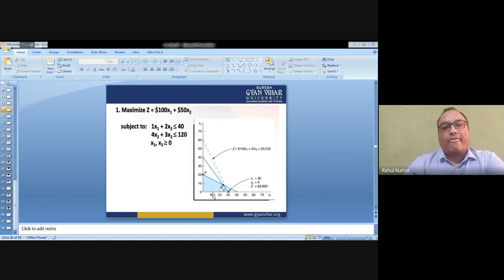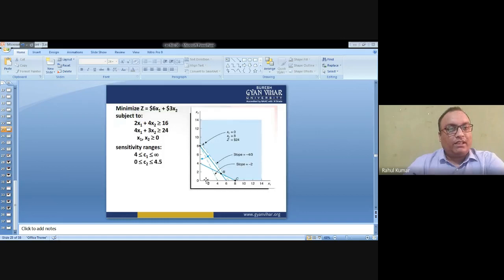But here all values are variable. So for the sensitivity range, 4 less than or equal to C1 less than or equal to infinity, and 0 less than or equal to C2 less than or equal to 4.5. It will give a slope of minus 4 by 3, and this will give a slope of minus 2, right?